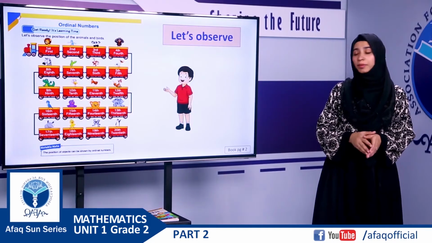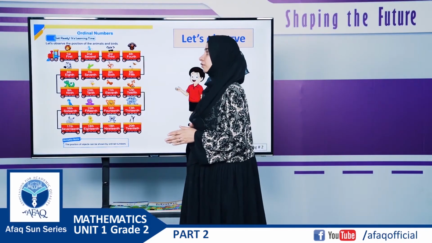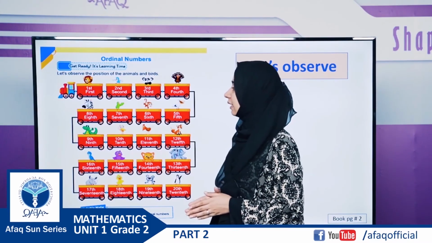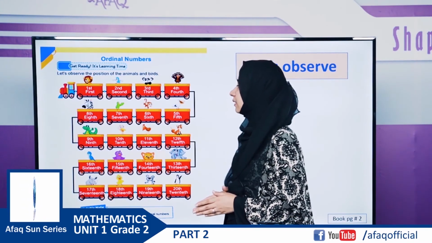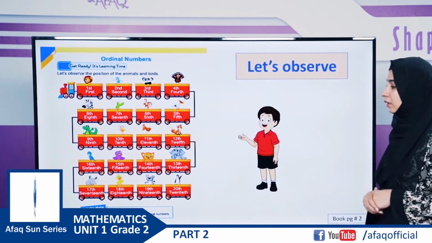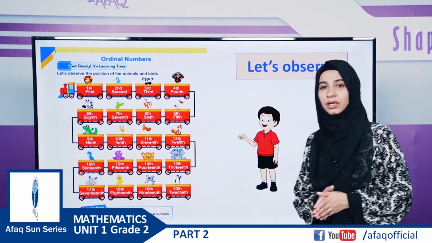So students, now open up your book page number 2, and on this page, let's observe the position of the animals and birds. So let's observe the position of lion. The lion is on the 1st, the sparrow is on the 2nd, the panda is on the 3rd, and the peacock is on the 4th. Now pause this video and read the rest of the ordinal numbers in the presence of your parent or your teacher.